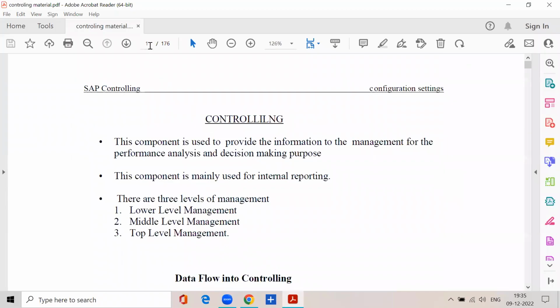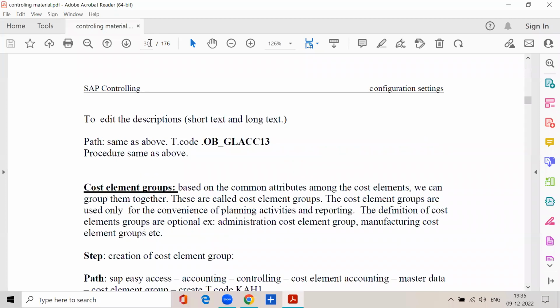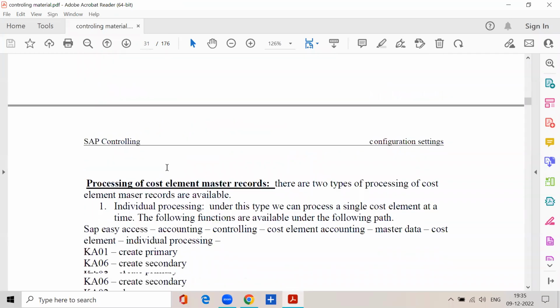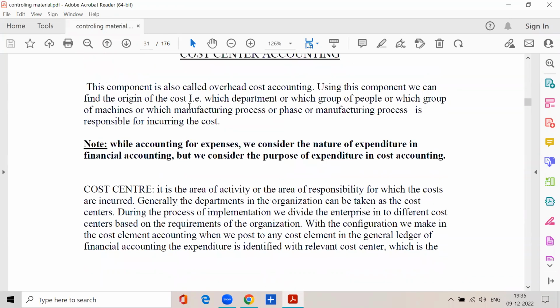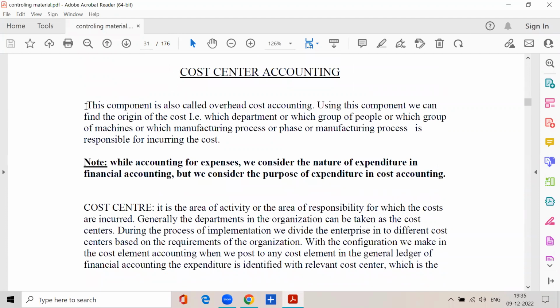So today we start cost center accounting. Cost center accounting. This component is also called overhead cost accounting. Using this component, we can find the origin of the cost.